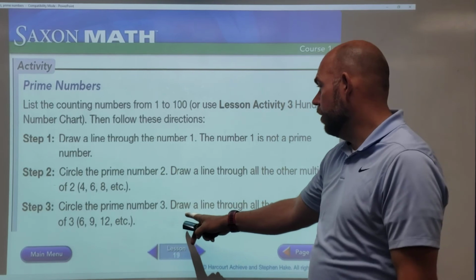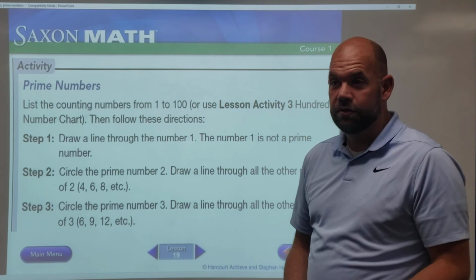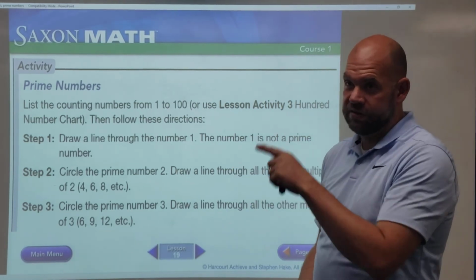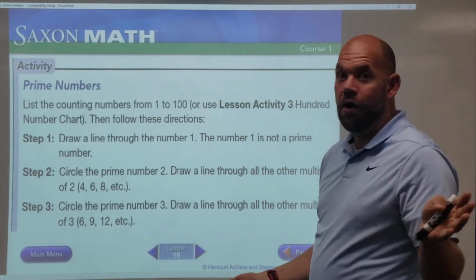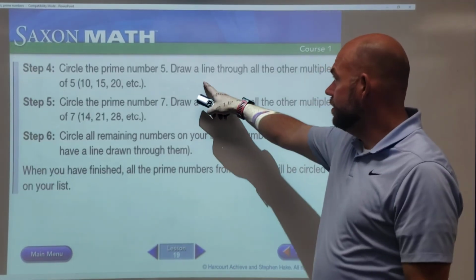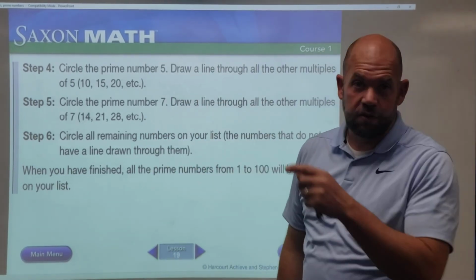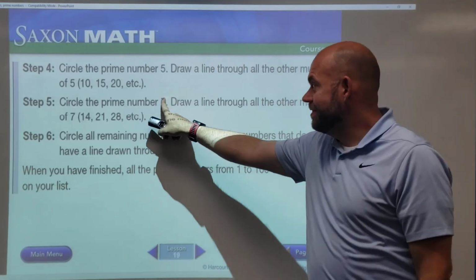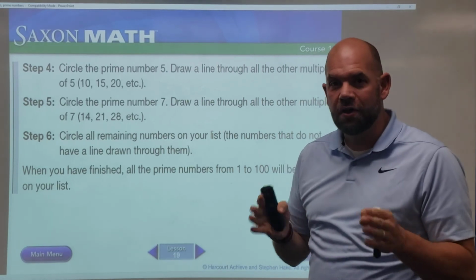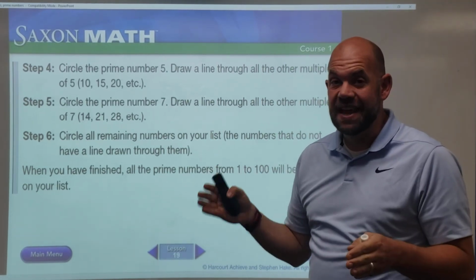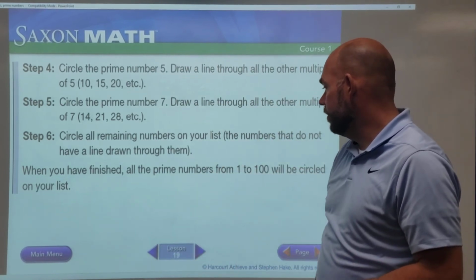Then you can start to circle the prime number 3 and draw a line through all the other multiples of 3. So just go up 3 at a time, cross out 6, cross out 9, cross out 12, cross out 15, and go all the way through 100 that way. Then you can take the prime number 5 and any multiples of 5, 5, 10, 15, and cross all those out. Then you'd go to 7, the next prime number, and cross all those out. You notice we're looking at all the prime numbers from 1 to 10. And once we eliminate all those, all the numbers left on your list are going to show the prime numbers.